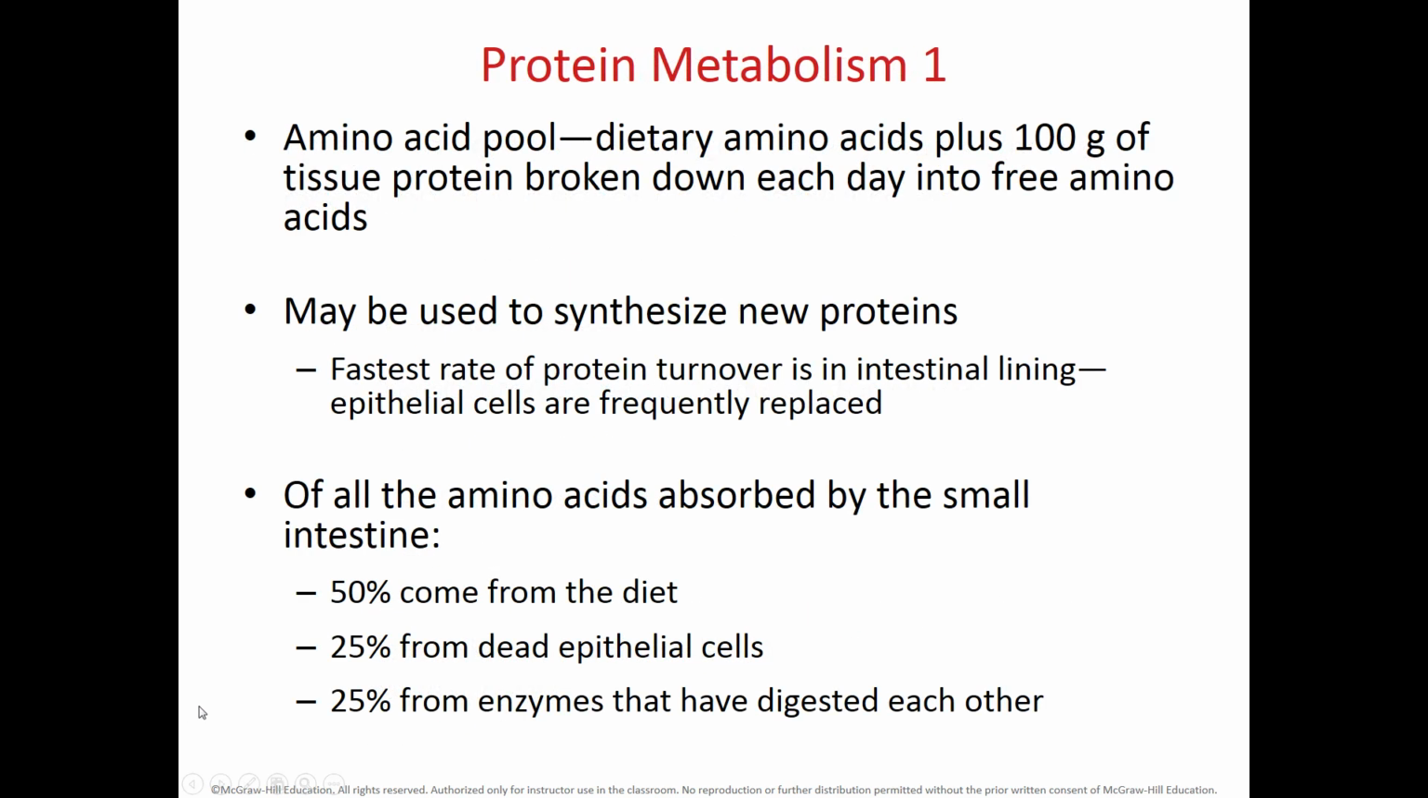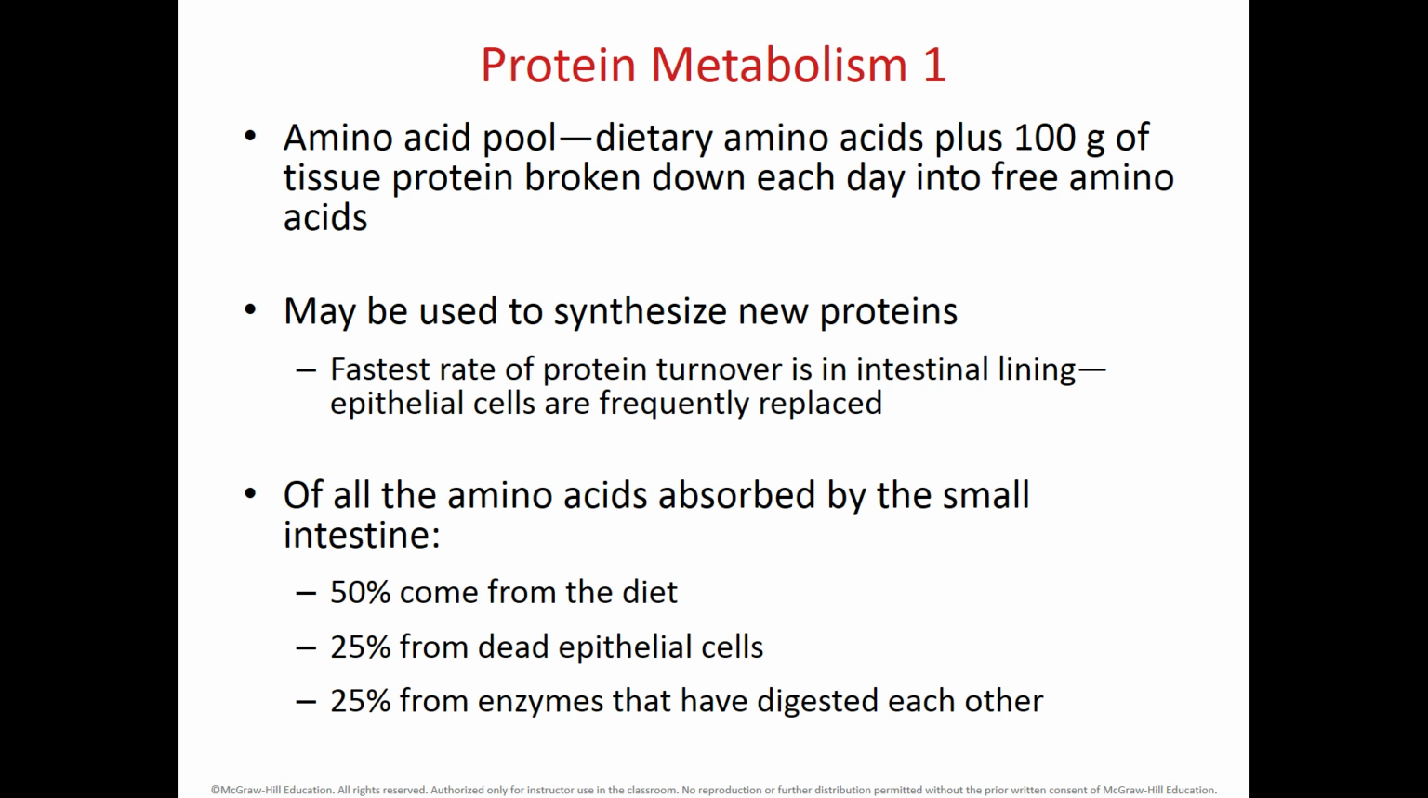Now, the amino acid pool is important for protein metabolism. Whenever we have dietary amino acids plus 100 grams of tissue protein broken down each day into free amino acids, you can use them to synthesize new proteins, and this will be the fastest rate of protein turnover in the intestinal cells, and this will be frequently replaced.